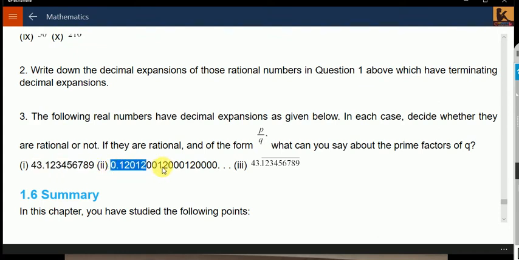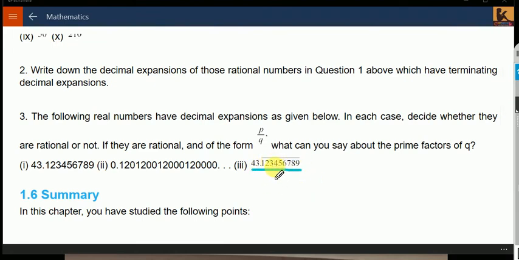Now coming to this, it is a non-terminating decimal number and it is not repeating. Therefore it is always an irrational number. And what about its denominator? Its denominator is not defined because it is an irrational number. Now this one is a non-terminating decimal repeating number. The third one is also a non-terminating decimal repeating number. So if it is a non-terminating decimal repeating number, we can also change it to rational form. And what about its denominator? Its denominator will have a factor other than 2 and 5.